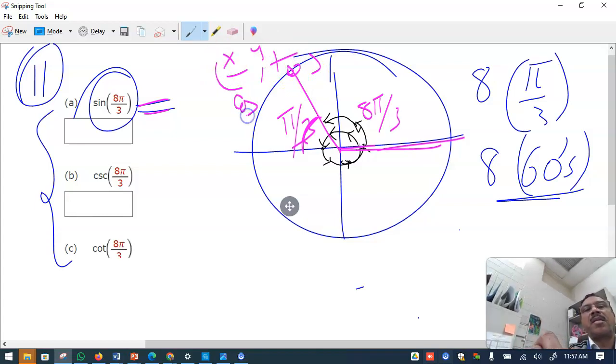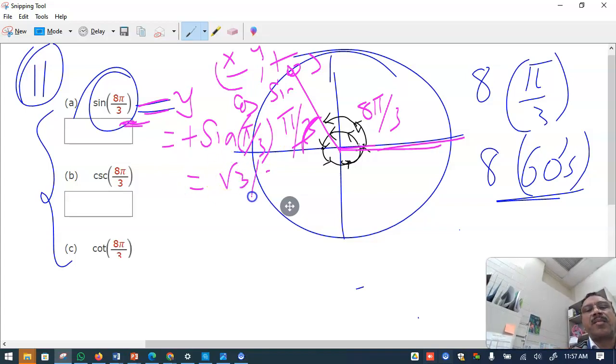X is the cosine, y is the sine. So this sine is y, which is going to be positive, and that's as good as writing sine of pi by 3, just the reference angle. And the answer of sine 60 is root 3 by 2. We are done. And cosecant is, now what is cosecant?